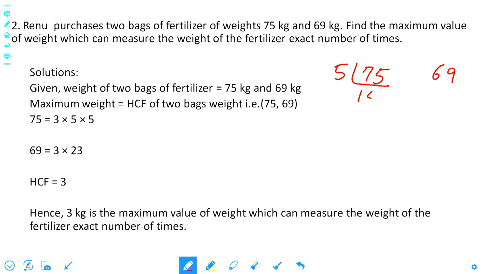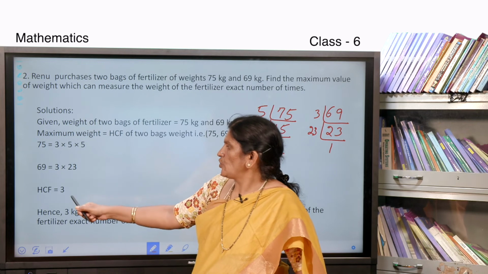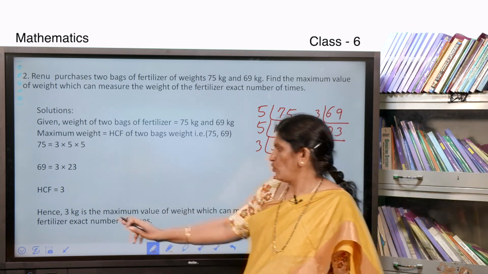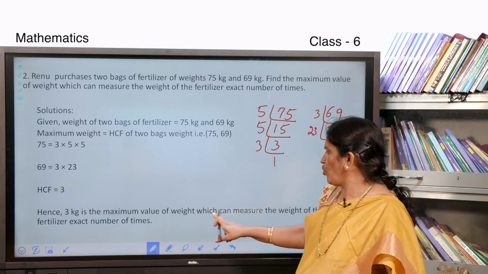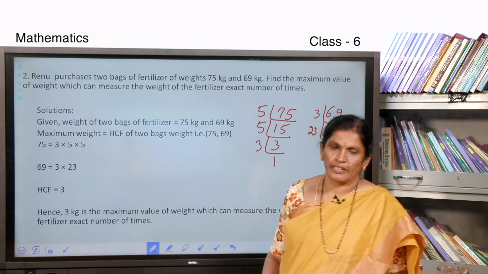5 1s are 5, 5 5s are 25, 3 1s are 3. 3 2s are 6, 3 3s are 9. 23 is already a prime number, so 23 1s are 23. Factors of 75 are 3 into 5 into 5, factors of 69 are 3 into 23. The common factor in these two is only 3. So, HCF is 3. Therefore, 3 kg is the maximum weight which can measure the weight of the fertilizer an exact number of times.